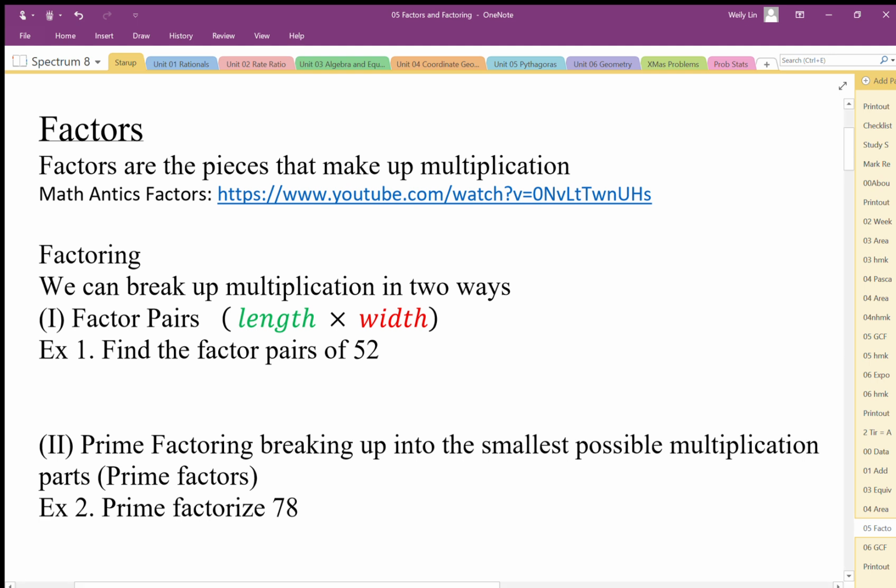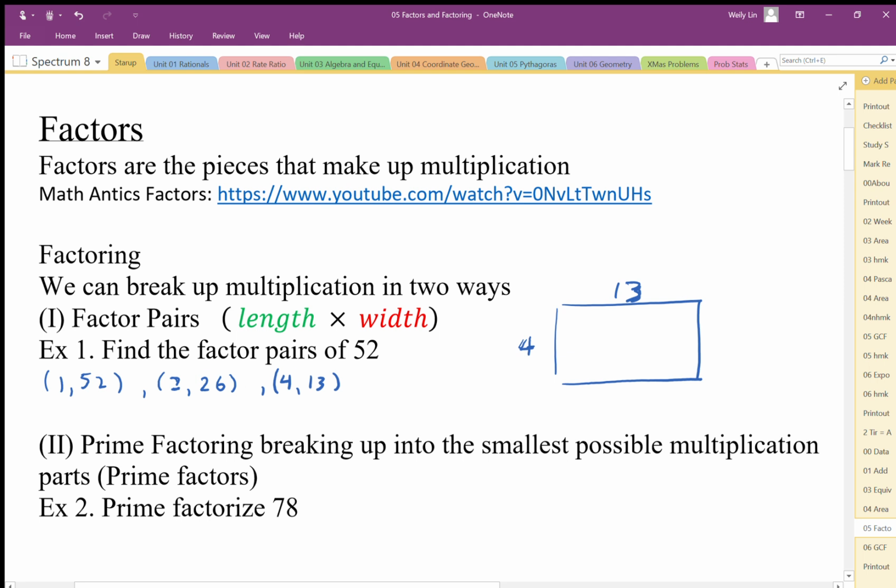For example, for 52, we can have a factor pair that gives us an area, in this case maybe 4 times 13. So 4 times 13 would represent factor pairs. We can write it like this. Factor pairs could be 1 and 52, it could be 2 times 26, and factor pairs could also be 4 times 13. So for this one, there's only 3 sets of factor pairs.